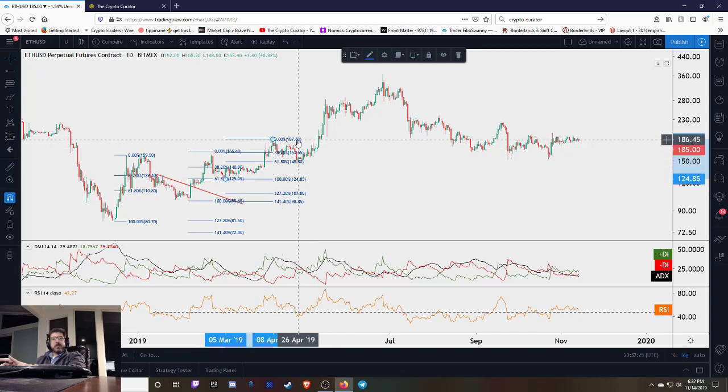So now we're sitting here and it pops back up. So again, you do the same kind of thing. You get the high to the low, and it works its way back up to a full retracement right at this point.